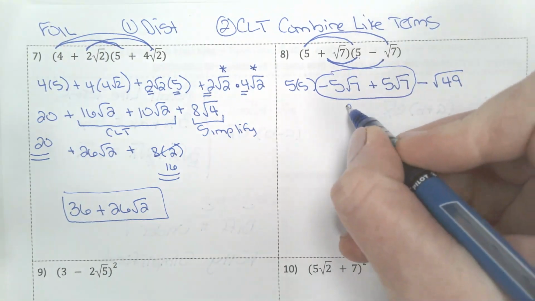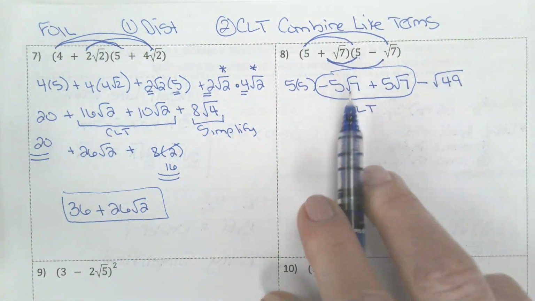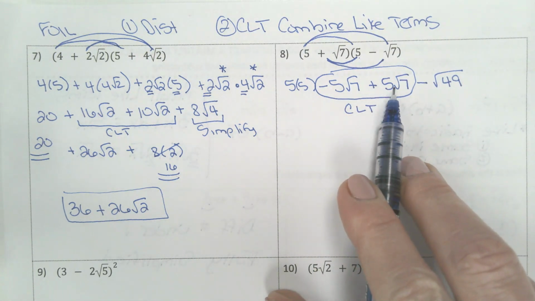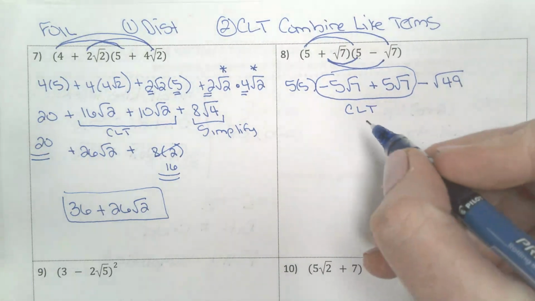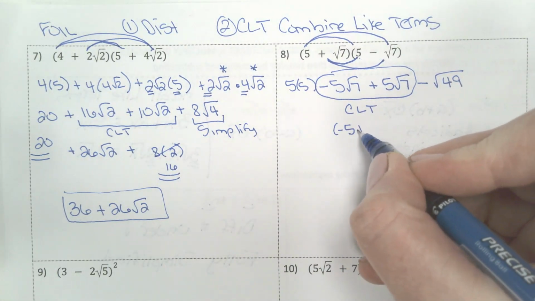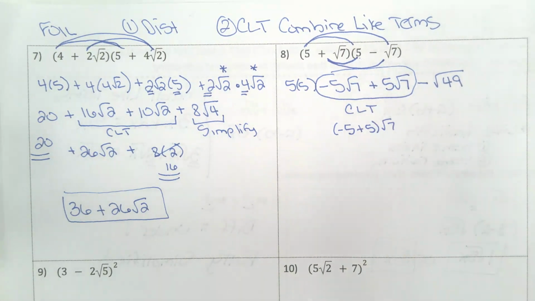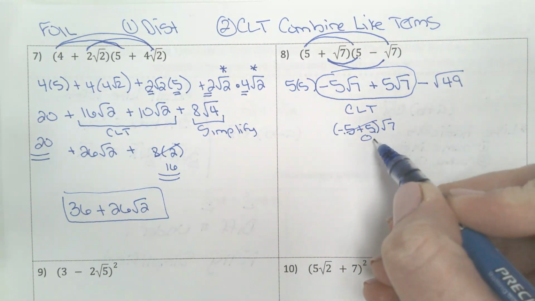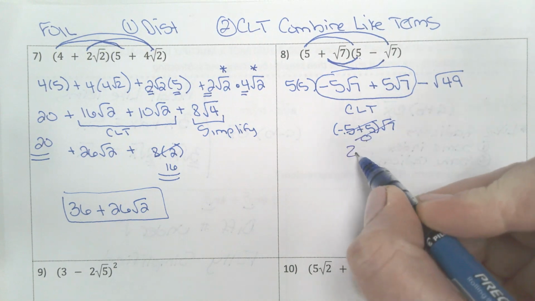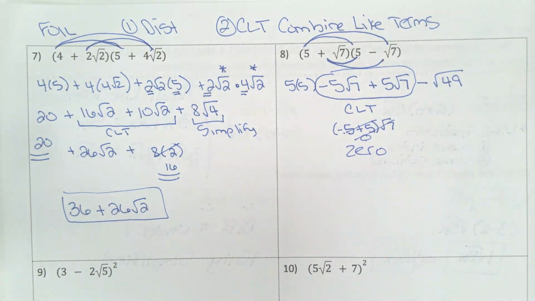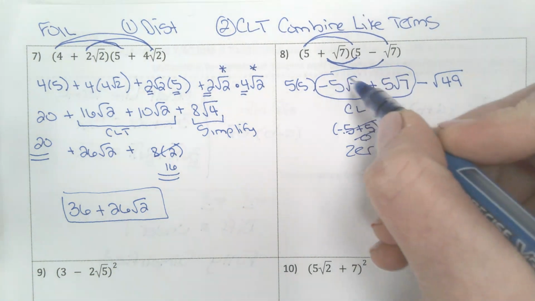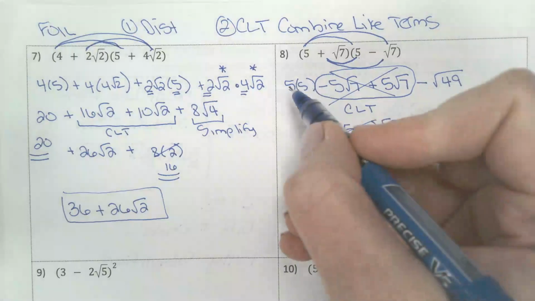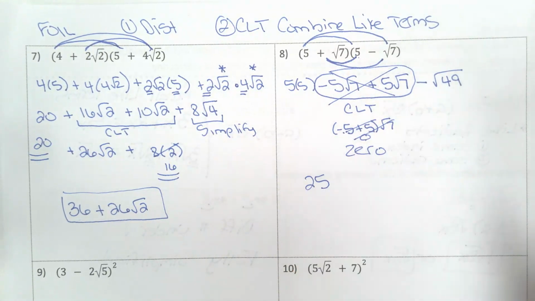So right here, I'm going to combine like terms. I have a positive 5 radical 7 and a negative 5 radical 7. So once again, what we did is we took negative 5 plus 5 radical 7. Negative 5 plus 5 equals 0, and anything times 0 is 0. So when I combine like terms, these two zero each other out. So 5 times 5 is 25.